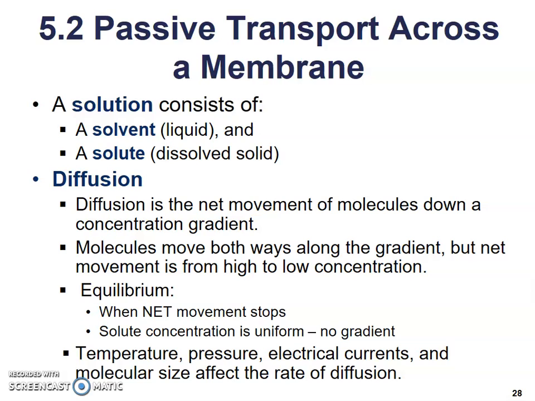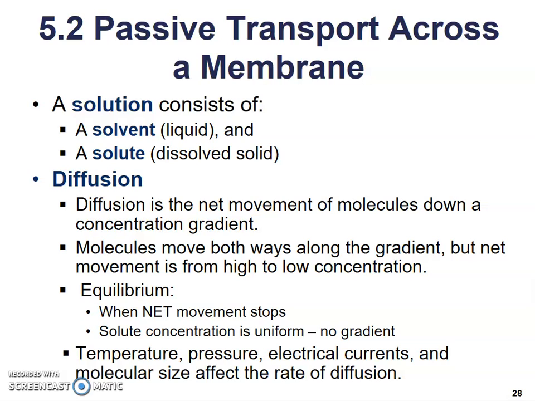Equilibrium occurs when the net movement stops, so they're moving at the same rate from one side of the room to the other. And it is when the solute concentration is uniform, so there's no gradient. So it's like after I have finished stirring the sugar cube into my coffee. When I first put the sugar cube in, it is going to diffuse from an area of high concentration in the bottom of the cup where the sugar cube is to areas of lower concentration like the top of the cup where there's not a lot of sugar. When the concentration is uniform, the cup of coffee will be sweet all the way throughout.